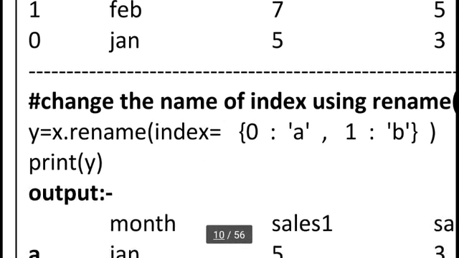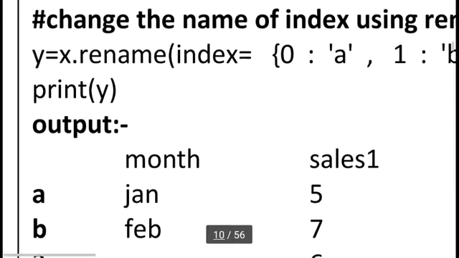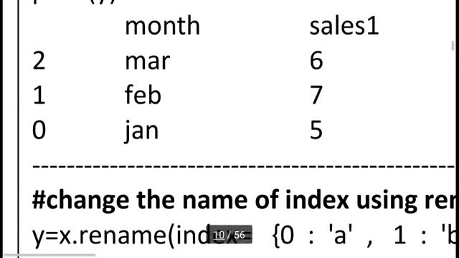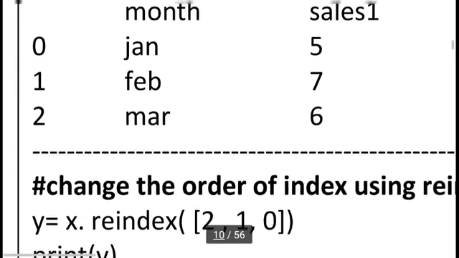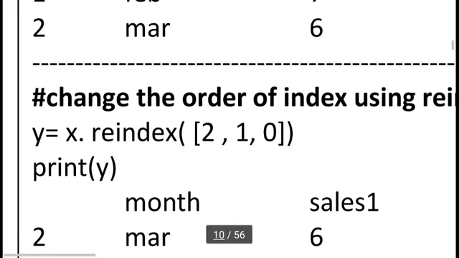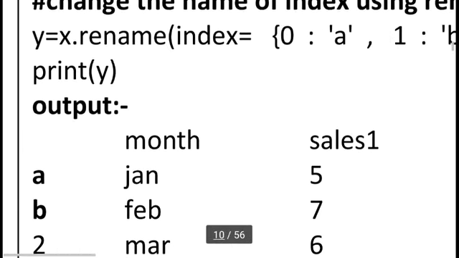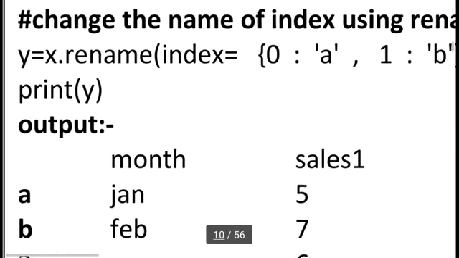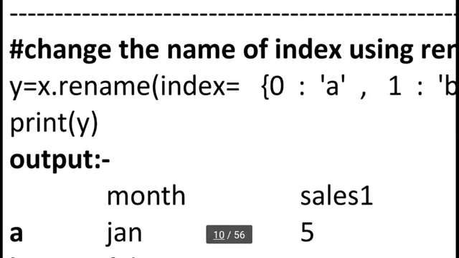Okay. If we want to change the index, here I am using 0, 1, 2, but I want to change this into a particular label index. So here I am using the rename method, x.rename.